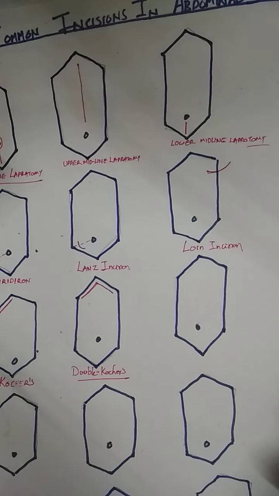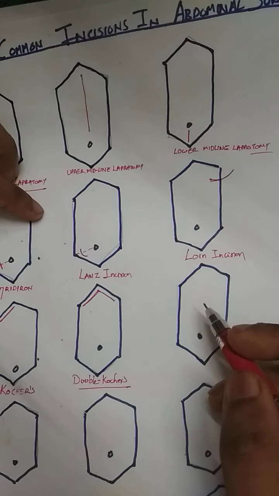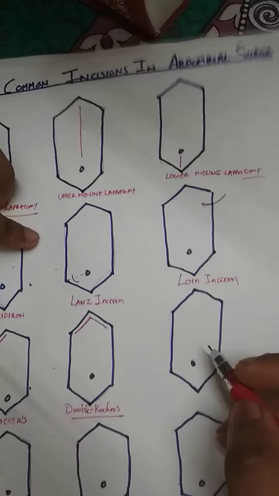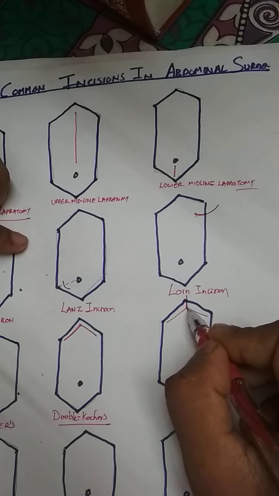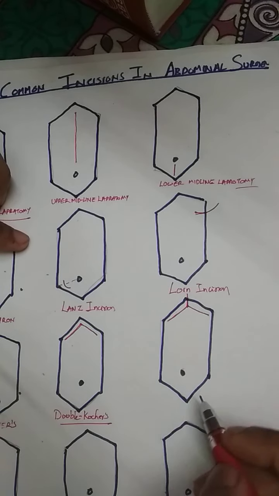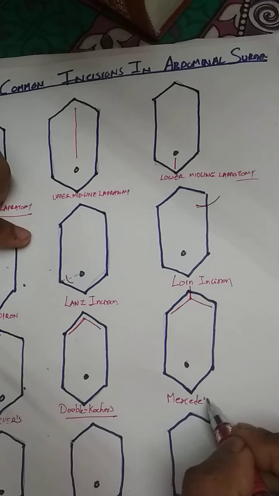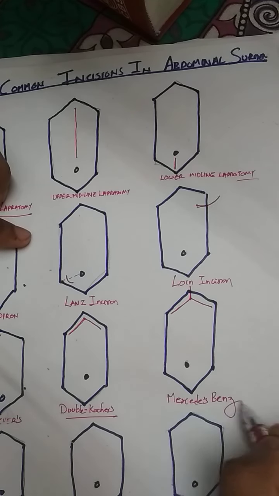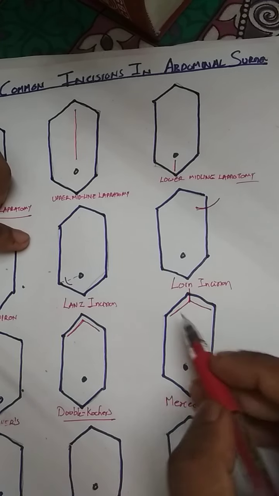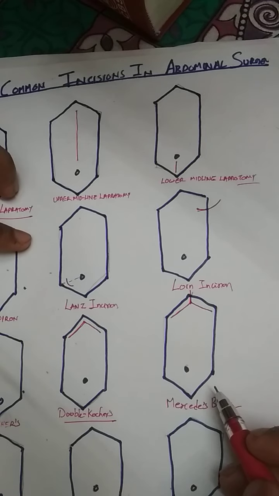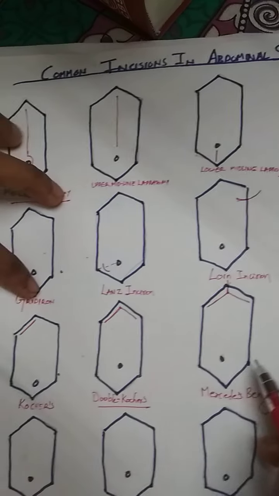So continuing with the common surgical incisions, the next incision is called the Mercedes-Benz incision. This would be the incision. Mercedes-Benz incision. It is very similar to the double Kocher's incision, but the difference is that there would be an upward extension, and this incision is used for liver transplant.